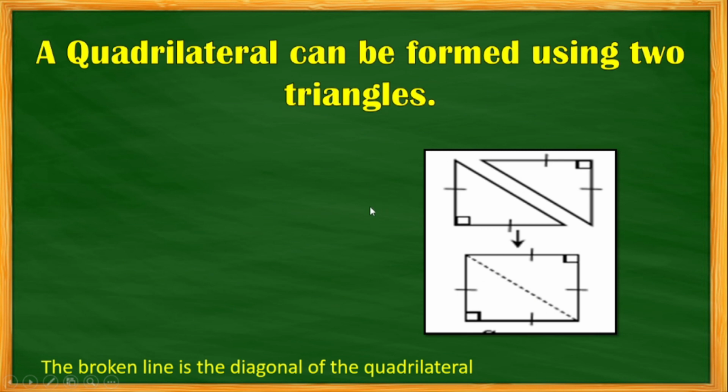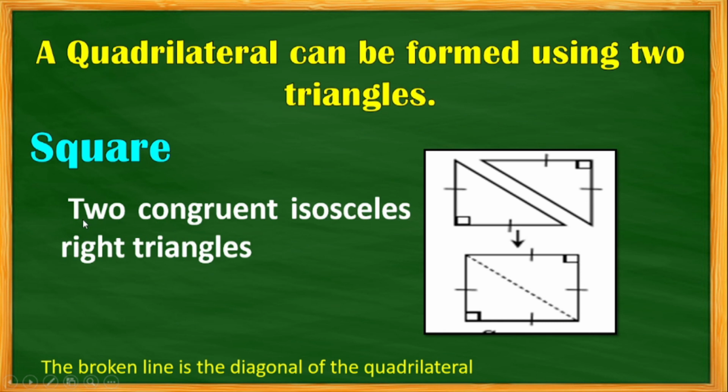Next, another quadrilateral is a square. We can form a square by combining 2 congruent isosceles right triangles. This would be an isosceles right triangle because this side is congruent to this side. An isosceles triangle has 2 congruent sides. So combine them together to form a square. Take note, the broken line is the diagonal of the quadrilateral.